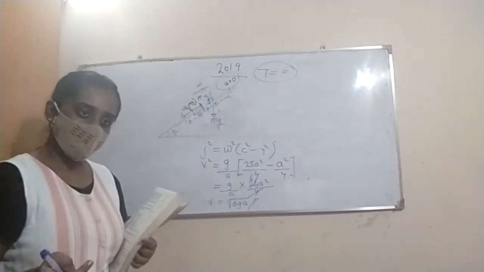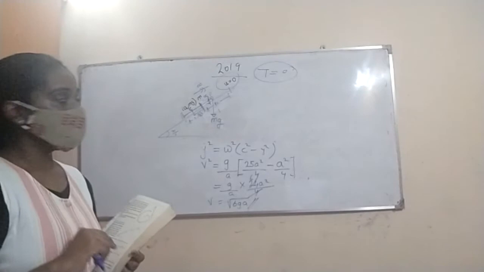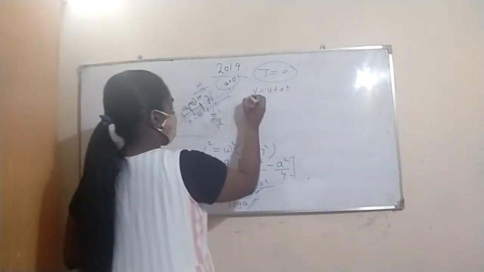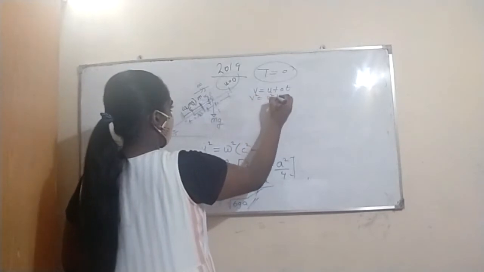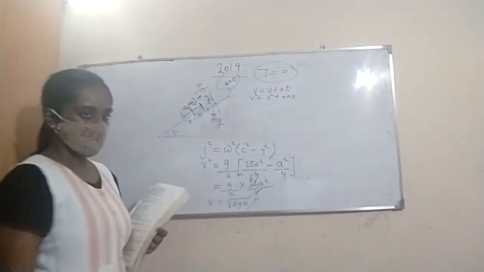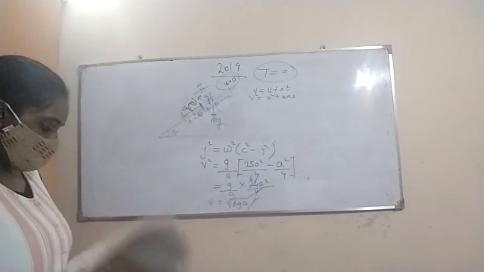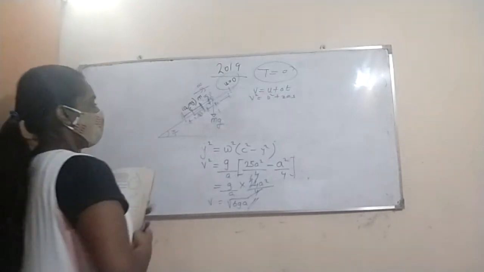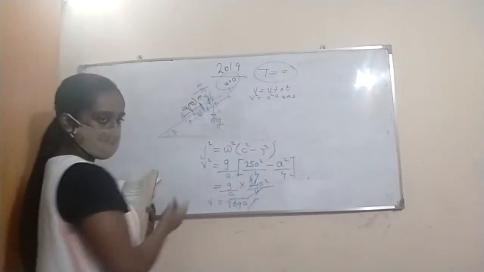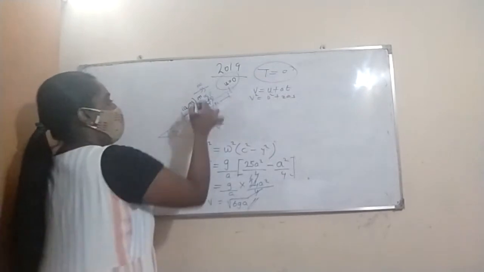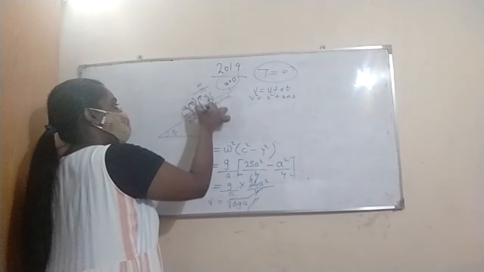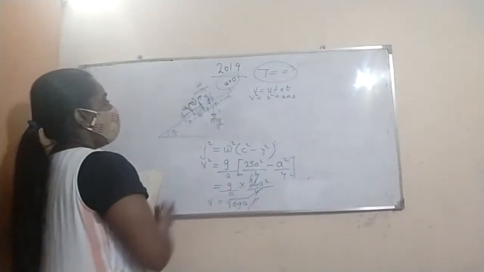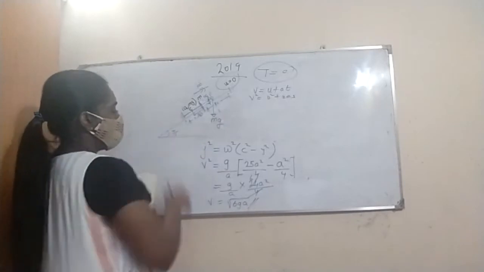So motion under gravity means what? We can use these equations. You may remember, v is equal to u plus at, v squared is equal to u squared plus 2as. These equations you can use. So the question they are asking is, show that the velocity of P when it reaches O is the square root of 7ga. So how to show? I know the velocity at the point A. I want to find the velocity at this point.